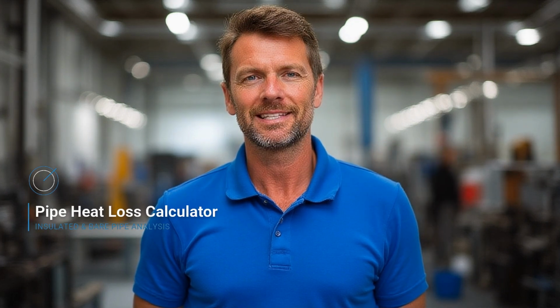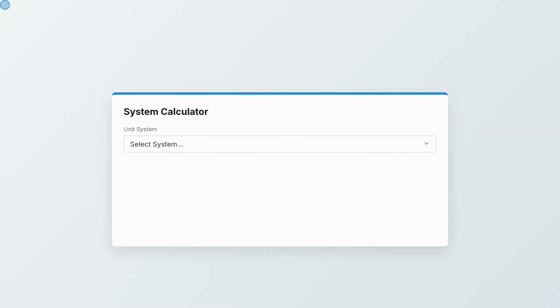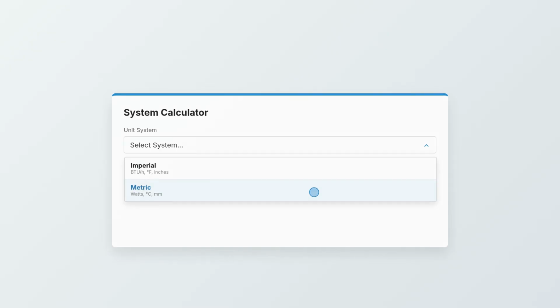The Pipe Heat Loss Calculator, Insulated Bare, calculates heat loss from insulated pipes and the resulting surface temperature. Let's look at the input fields. First, select your unit system from the drop-down. You can choose Imperial with BTU per hour, degrees Fahrenheit, and inches, or metric with watts, degrees Celsius, and millimeters.